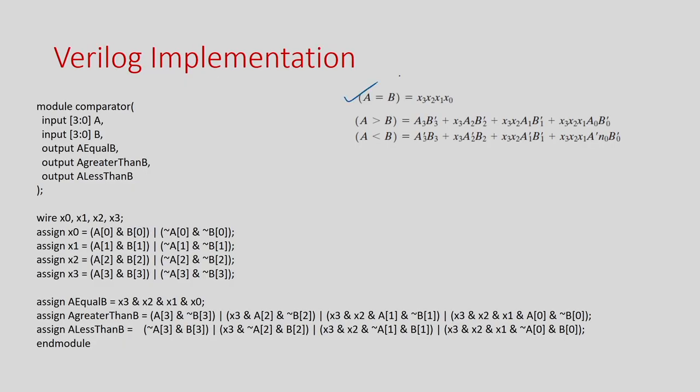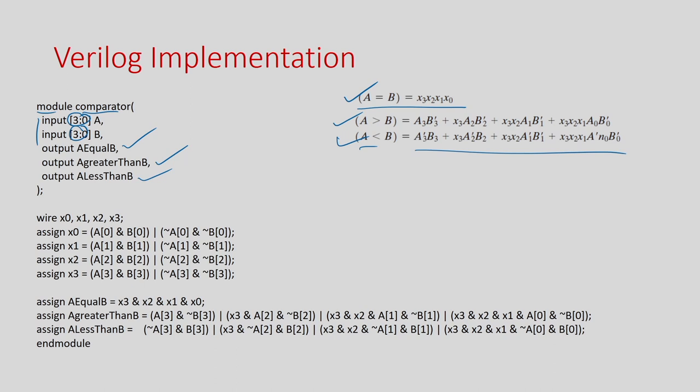So you have the Verilog implementation of the 4-bit comparator, and I have already explained that equality can be obtained by this, greater than can be obtained by this, and less than can be obtained by this equation. Okay, so this implementation is very straightforward. I declare a module comparator. I have two inputs A and B, which are 4 bits, and there are 3 outputs: A equal B, A greater than B, and A less than B.